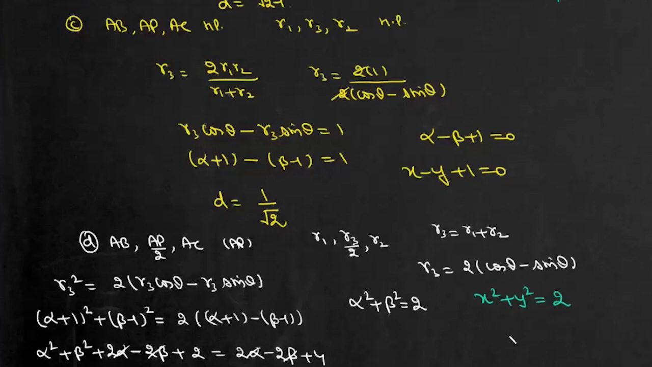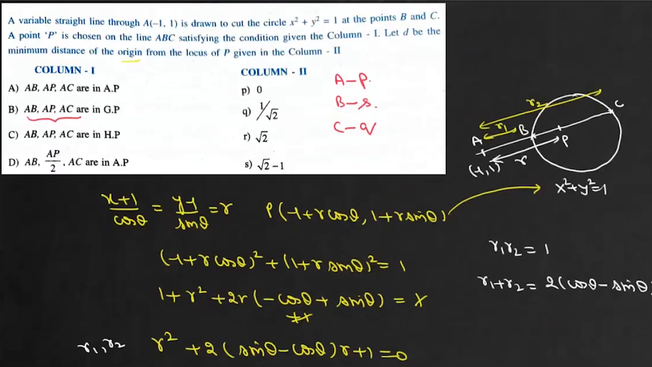Now in this case, distance from origin is basically its radius, which is root 2. So now d is root 2. That means this d matches with r. So the answer to this question is P as QR.